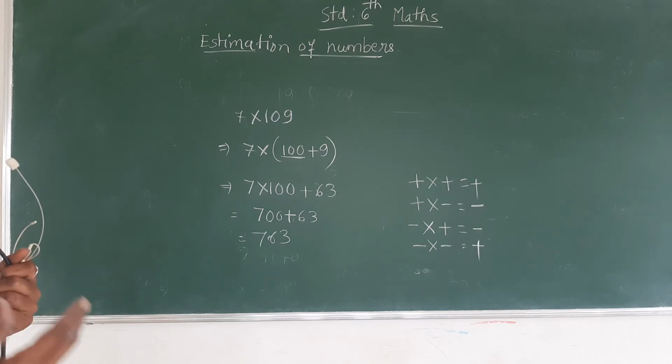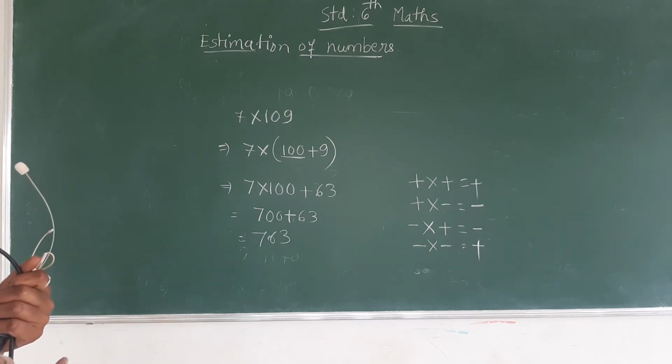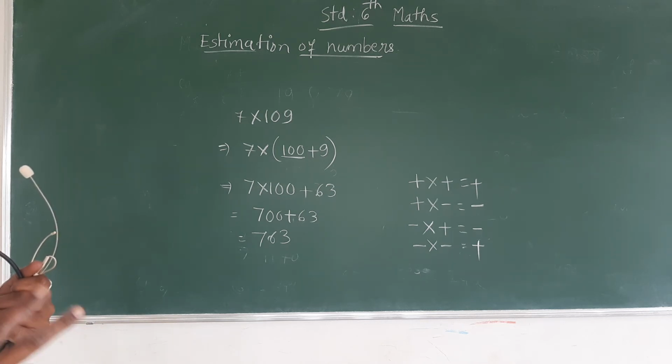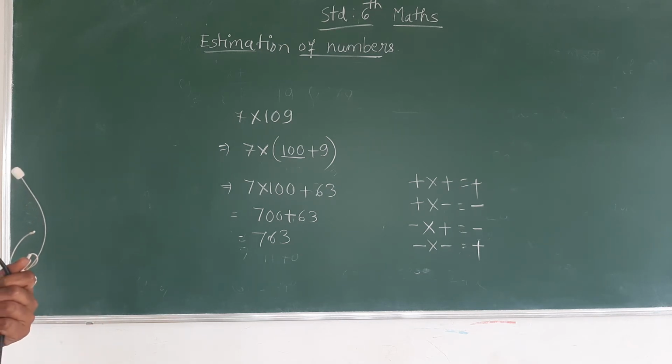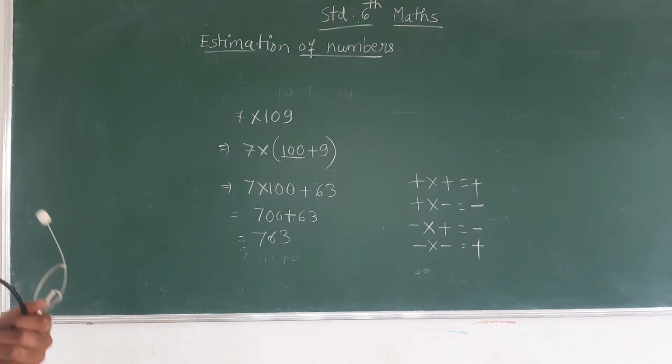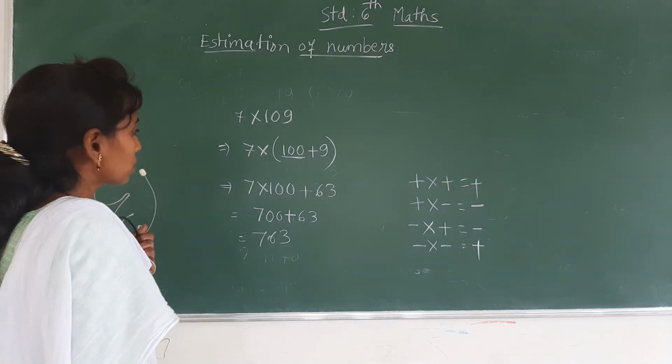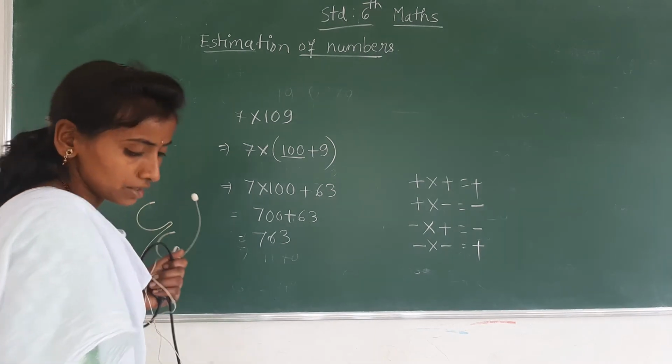See, in the example what they have given, 7 into 109. When multiplying these two numbers we will get the same answer, that is 763, and when expanding the brackets and multiplying the brackets to that number, again we will get the same answer. So we are expanding the brackets and multiplying these numbers using the brackets like this.